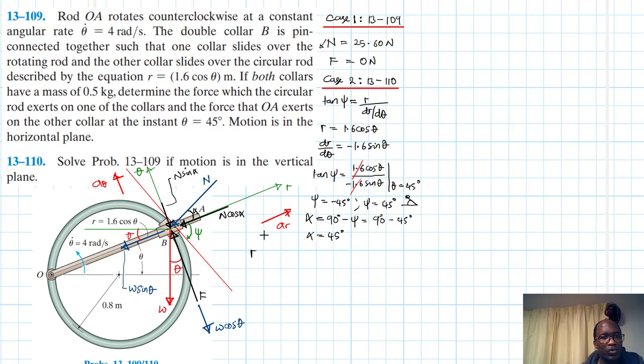R double dot, we use this for the acceleration in the theta and the r direction. So r is equal to 1.6 cos theta. Therefore, r dot is just equal to minus 1.6 theta dot sine theta. Then for r double dot, here we are using the product rule. We can factor out 1.6. We find the derivative of one while keeping the other one constant, like so, and then plus theta dot squared cos theta.